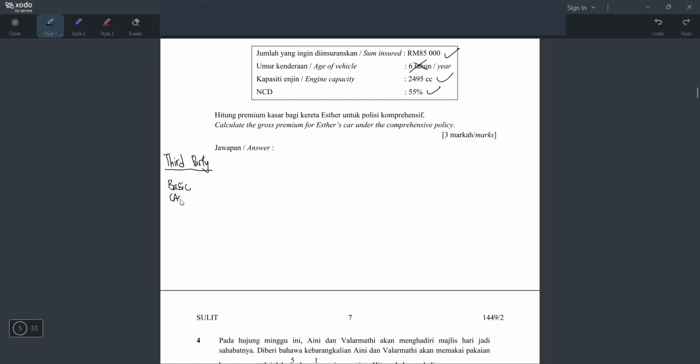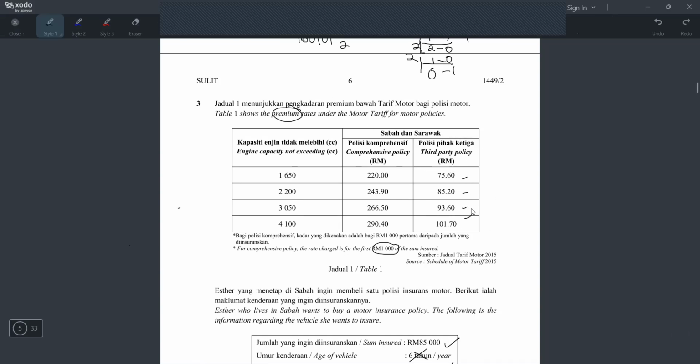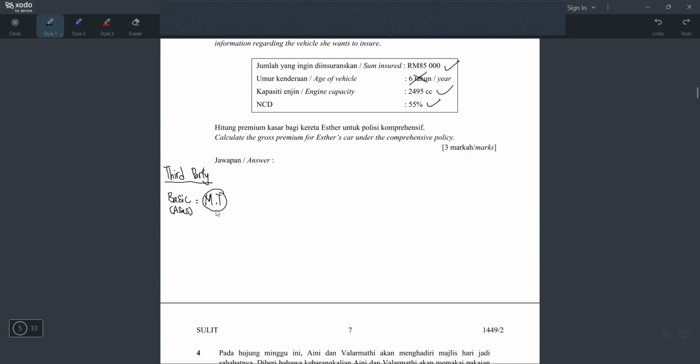Basic premium means premium asas. So how to get the basic premium ataupun premium asas? First, you will refer to your MT. MT means your motor tarif. When you refer to your motor tarif, you will see that there will be one column for third party policy. So you will refer to the value here, depending on which CC and dekat mana dia tinggal, Semenanjung or Sabah Sarawak. And then after you refer the value here, you will straight away get your basic premium.